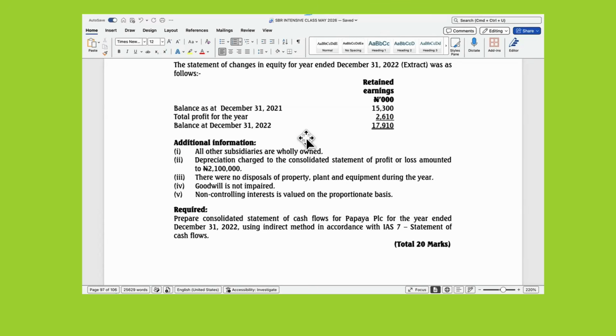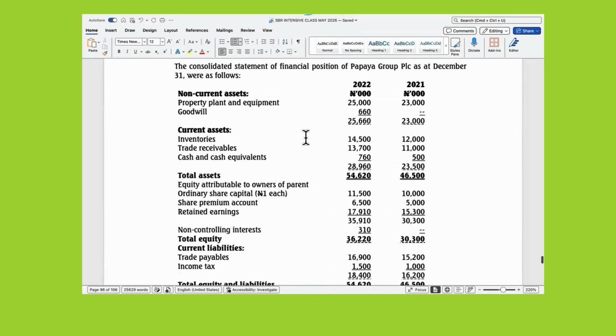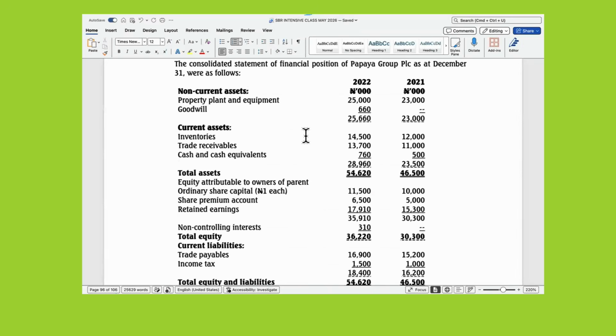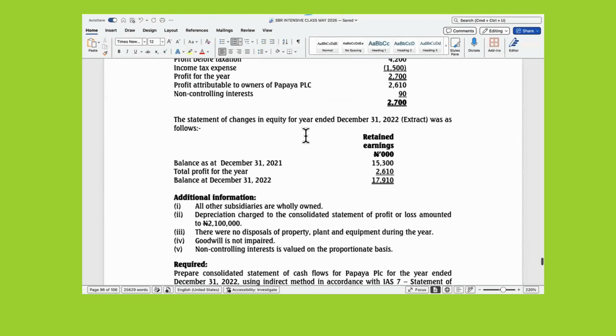And again, my approach is movement. Just go to your statement of financial position and do your movement. After you are done with that, then go and prepare your statement of cash flows. Movement is everything. This additional information, all it does is explaining those movements to you.